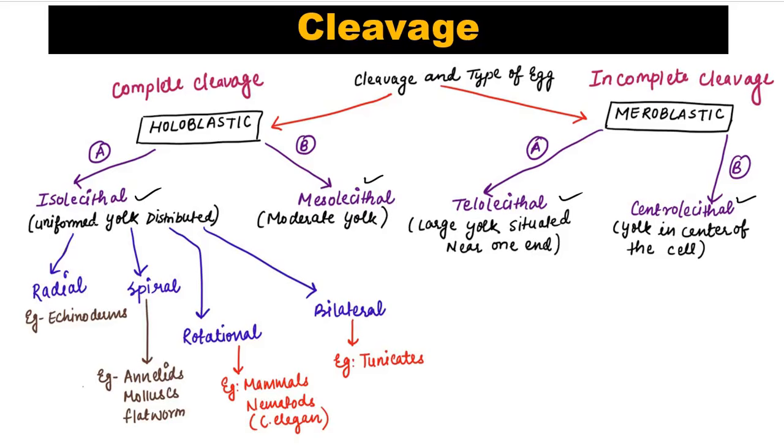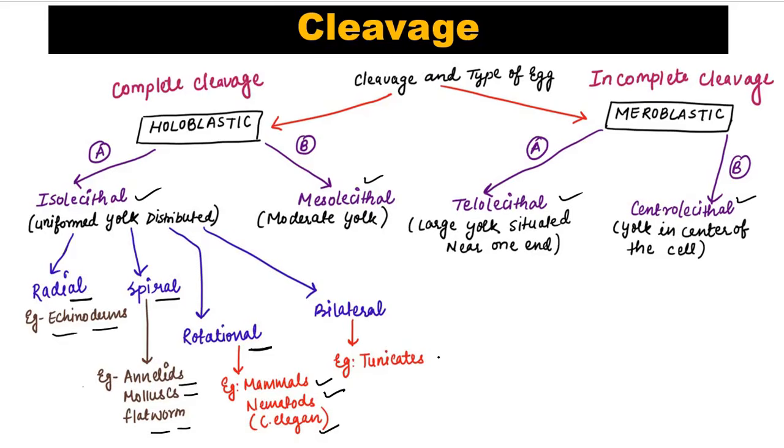Okay. The isolecithal is further divided into different categories. An organism representing holoblastic cleavage, that means complete cleavage, will have a uniform distribution of yolk throughout the egg, and it shows different kinds of cleavage. The first cleavage is radial, and this is found in echinoderms. Second is the spiral, found in annelids, mollusks, and flatworms. The third type is rotational cleavage, seen in nematodes, mainly in C. elegans. And the fourth type is bilateral, which is observed in tunicates.